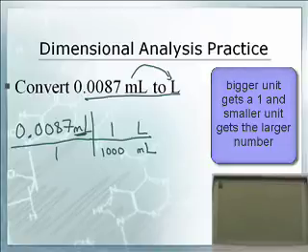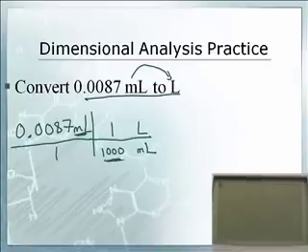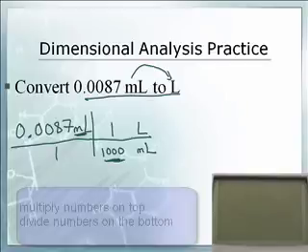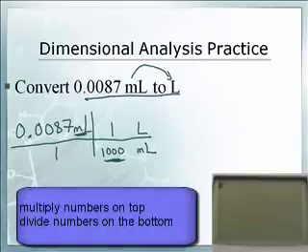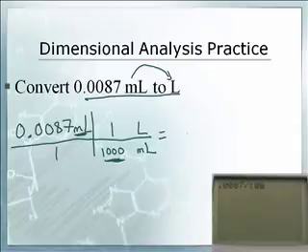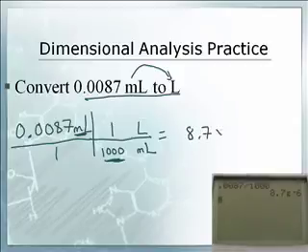In this problem, the 1,000 is on the bottom, so numbers on the bottom are divided, and numbers on top are multiplied. So you're going to take 0.0087 divided by 1,000. Notice I'm not doing anything with the ones, because if you multiply or divide anything by 1, it's the same number itself. So we don't worry about the ones. It's 8.7 e negative 6 on my calculator, so 8.7 times 10 to the negative 6.